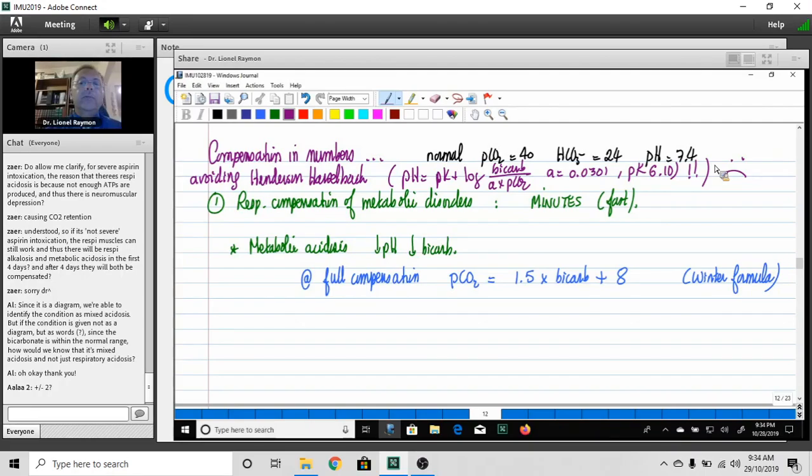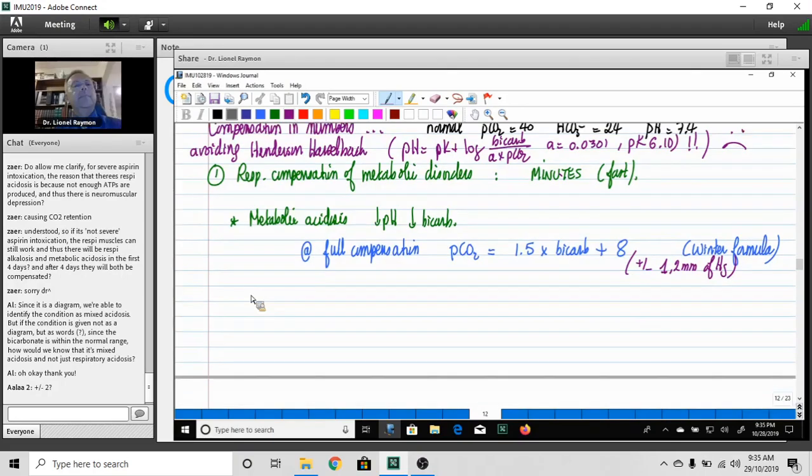So indeed, give or take 1 or 2 millimeters of mercury, because it's really an assumption, an abbreviation, if you want, a simplification of using Henderson-Hasselbalch. So look what it means. Let's take an example. Let's say I have a pH less than 7.4, secondary to a bicarb of 14. Is that okay? What it allows me to do is to know that at full compensation, the PCO2 would be 1.5 times 14 plus 8, so around 29, plus or minus 2 millimeters of mercury.